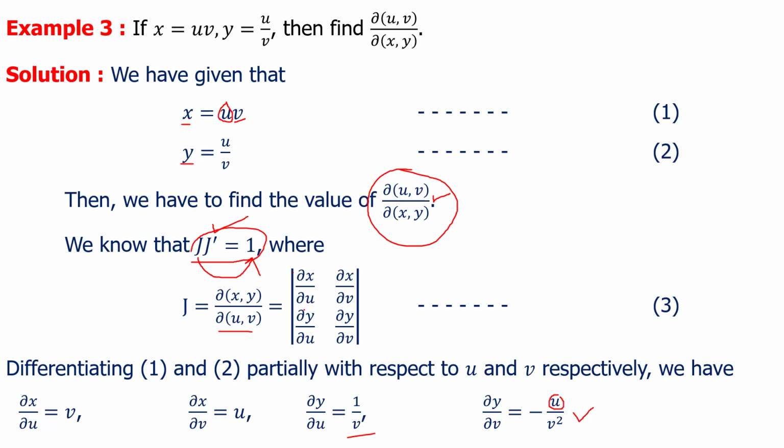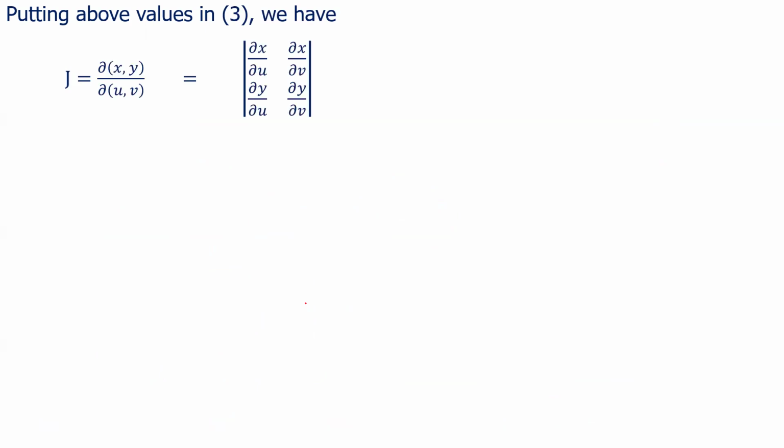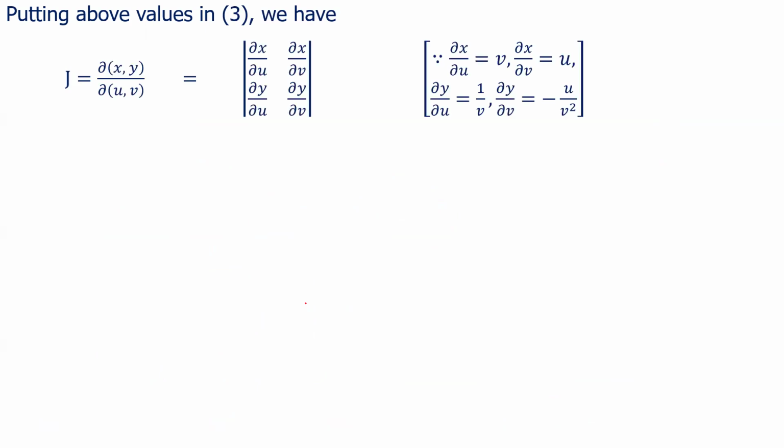Now we have to substitute all these values in equation number 3. J is equal to the Jacobian of xy with respect to uv, which is given as the determinant of del x del u, del x del v, del y del u, del y del v. Now the value of del x del u is v, del x del v is u, del y del u is 1 upon v, and del y del v is minus u upon v square.